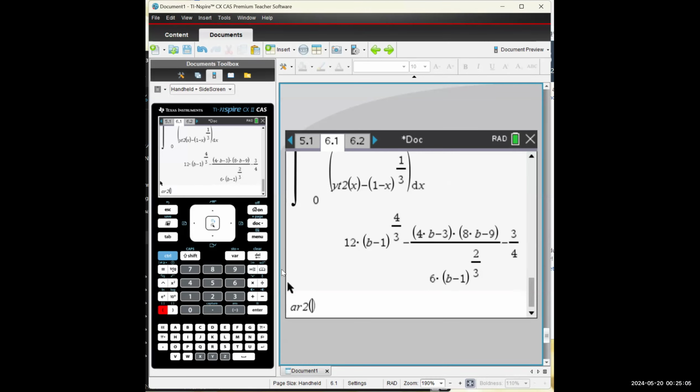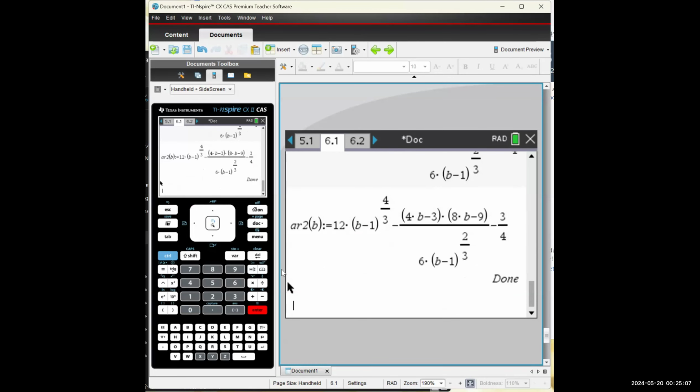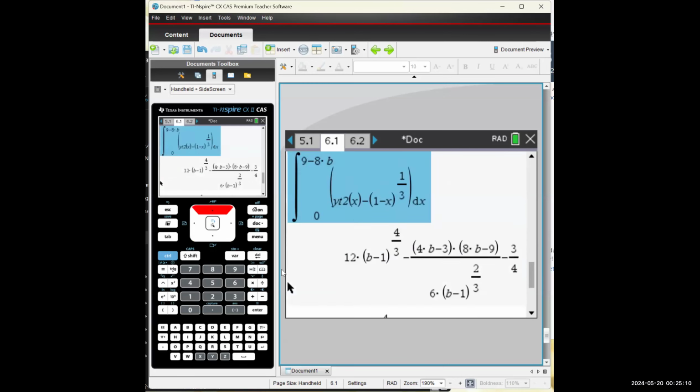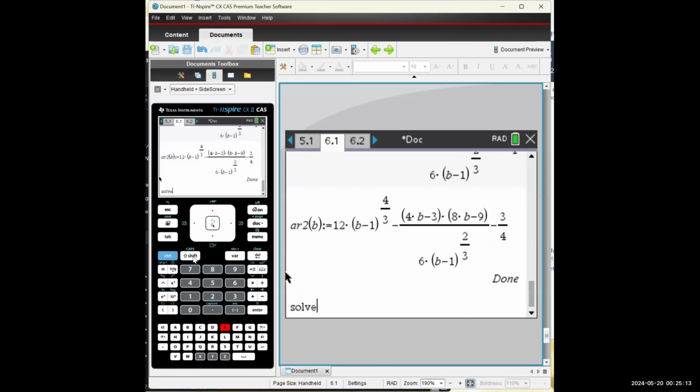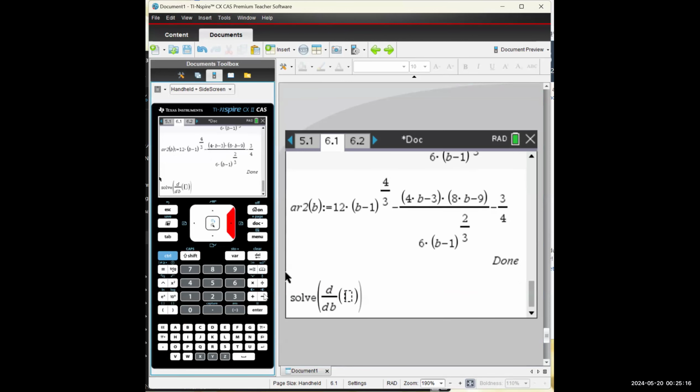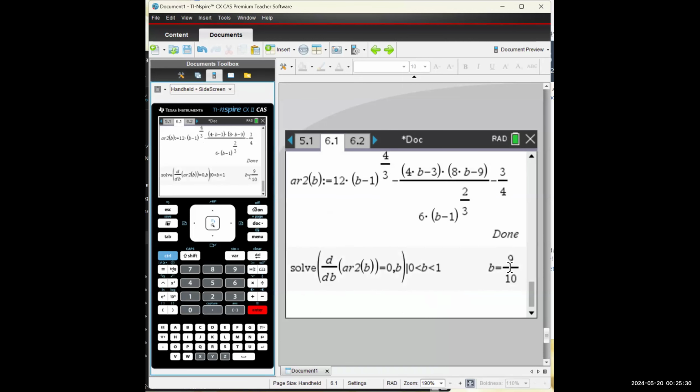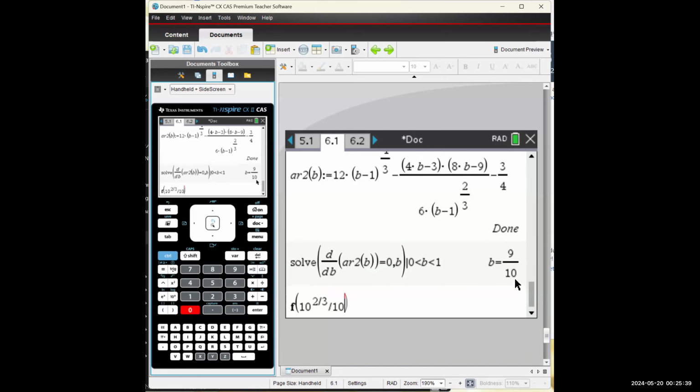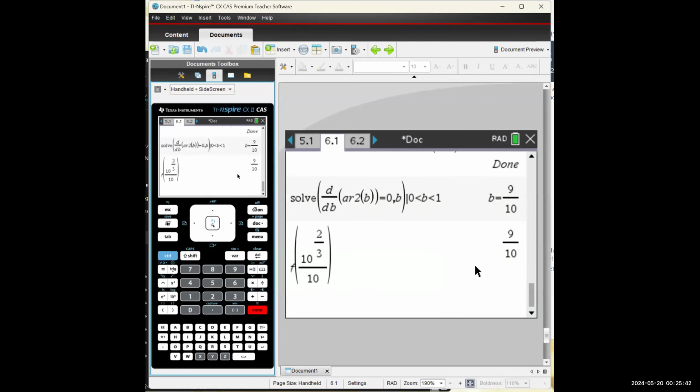So area 2 of b is assigned to this thing here. Okay? And we can take the derivative with respect to b. Area 2 of b equal to 0 for b, 0 less than b less than 1. Oh, my calculator is stuck, but I suppose we could actually get 9 over 10, okay? This is the same as that. So that's why they probably provided just 2 lines, okay?